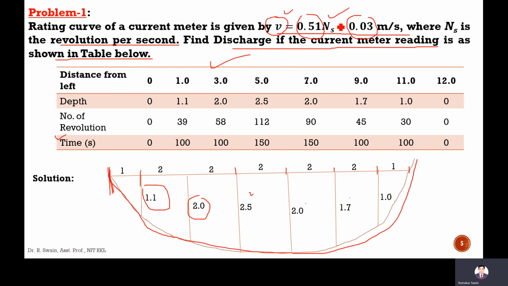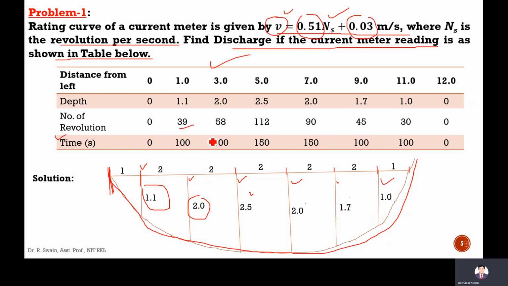So the velocity: here ns will be 39 divided by 100, that is 0.39, for the first section. For the second section it will be 0.58, 58 by 100. For this section it will be 112 by 150. That is ns. Then 90 divided by 150 for this section, 45 by 100, that is 0.45, for this section, and 0.3 for this section. So velocity will be 0.51 into this ns plus 0.03. So we got the velocity.